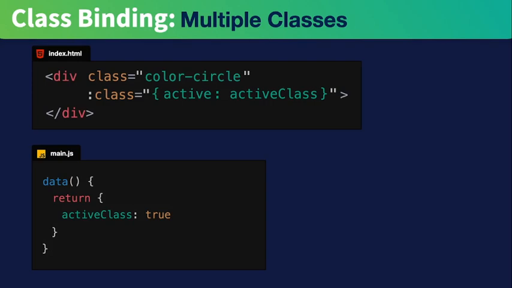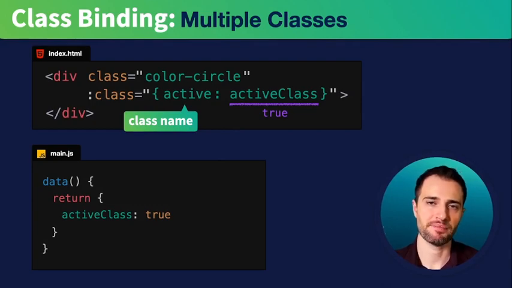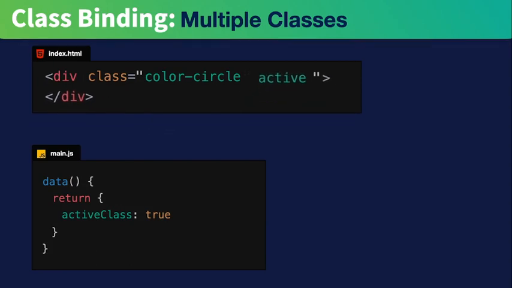In the class binding here, active is the class name, and activeClass is really a condition that we're evaluating to determine if we're adding the active class or not. So because activeClass in our data is true, we're going to add the class of active to this div. At this point, you might be wondering what's going to happen here because we already have the color circle class and we're adding another class, the active class. How does that look? Well, when this actually renders out, those classes are going to be combined like so.